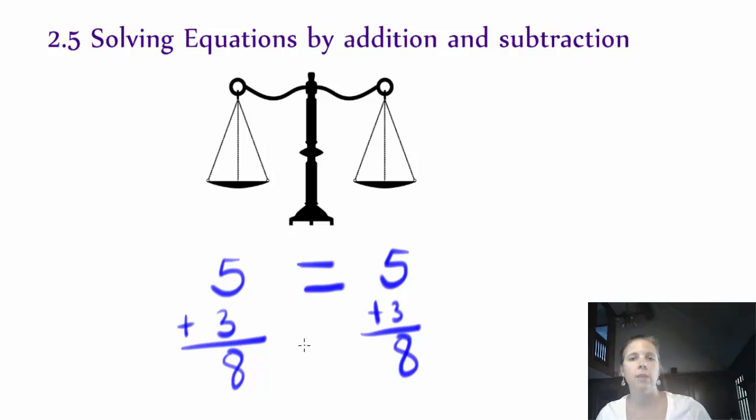So what we do to one side, we have to do to the other. If we subtracted 3 from one side, we'd have to subtract 3 from the other. That is the key to solving equations. What you do to one side, you have to do to the other. All right, so as we move on, we'll do some examples.